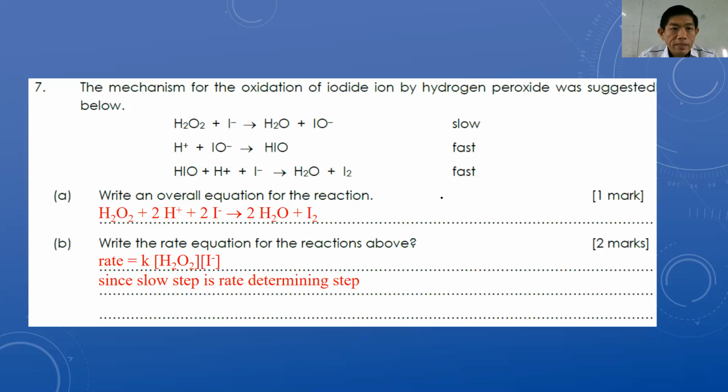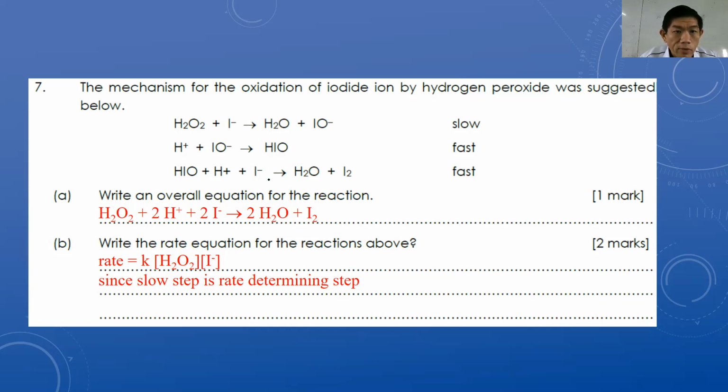Then we go to question number 7. Mechanism of the oxidation of iodide ion by hydrogen peroxide was suggested below. So you have H2O2 plus I minus give H2O plus IO minus. Then you have H plus IO minus give HIO. And then HIO plus H plus I minus give H2O plus I2. So write an overall equation for the reaction.